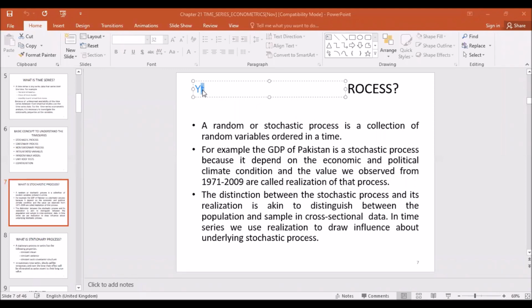So basically, there are two things. One is the stochastic process. Stochastic process means the random variable can take any possible values. There are many possible values that a variable can take. And the second concept is particular realization. Particular realization means the specific value that the random variable will take.